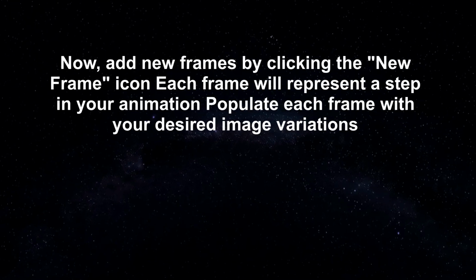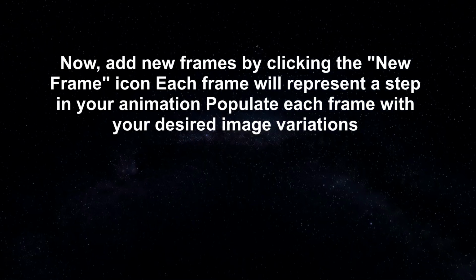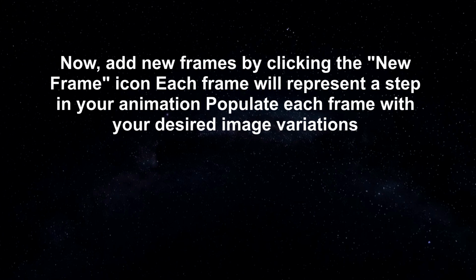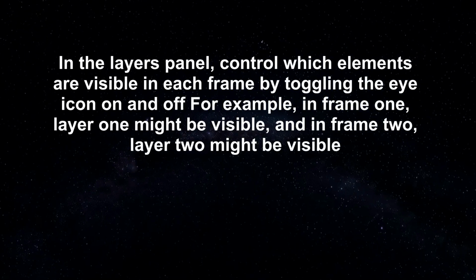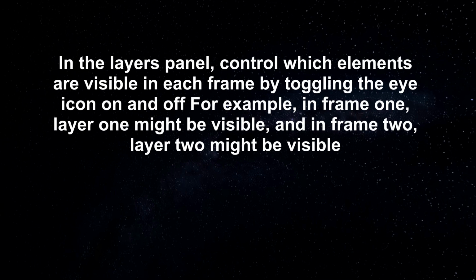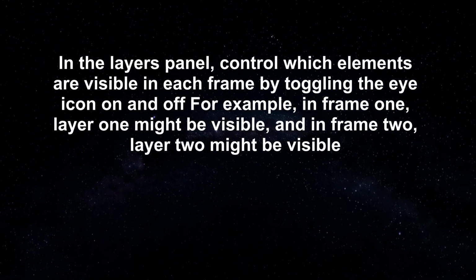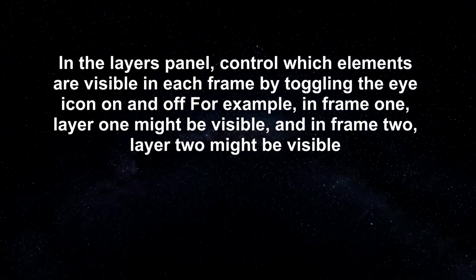Now add new frames by clicking the new frame icon. Each frame will represent a step in your animation. Populate each frame with your desired image variations. In the Layers panel, control which elements are visible in each frame by toggling the eye icon on and off. For example, in frame 1, layer 1 might be visible, and in frame 2, layer 2 might be visible.